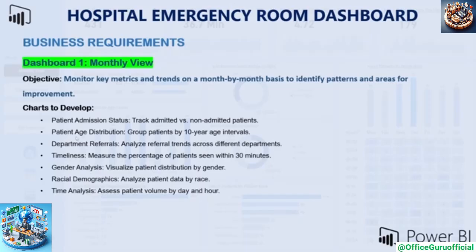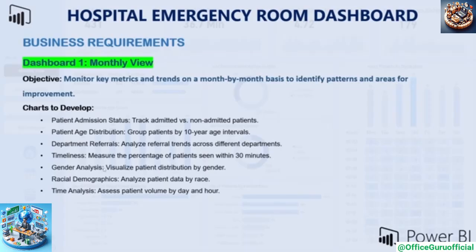So the second one is patient age distribution. We usually create a frequency or a bin chart for this. That is what I have created. Here we have to group our patients by 10 year age intervals, right? Then we have to find out department referrals across different departments. Then timeliness is nothing but measuring the percentage of patients seen within 30 minutes, right? That is what we have to find out.